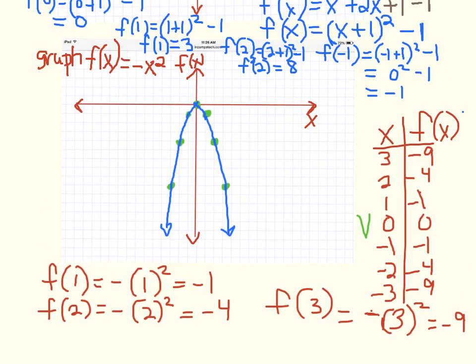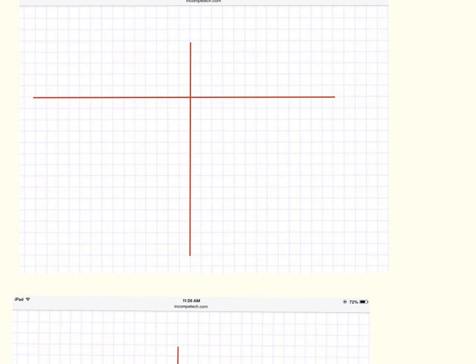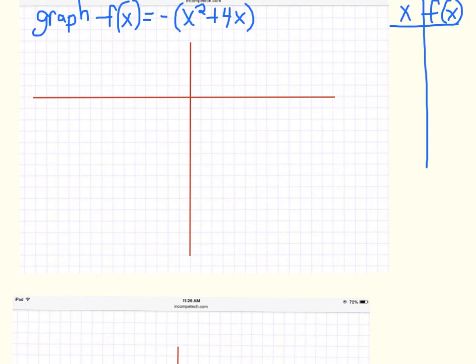Okay, next page. Okay, now I'm going to graph the opposite of x squared plus 4x. That negative is going to cause this parabola to turn upside down. So it's also going to make things tricky in terms of figuring out what the vertex is. But I've got to complete the square again, so I'll do that over here.